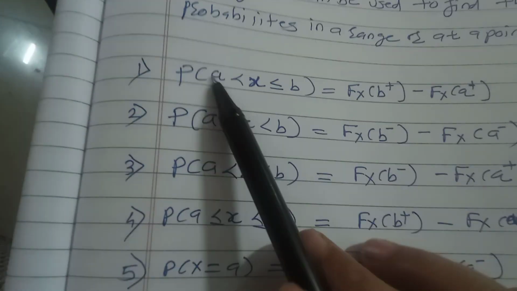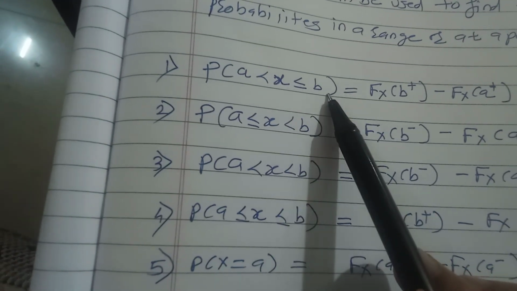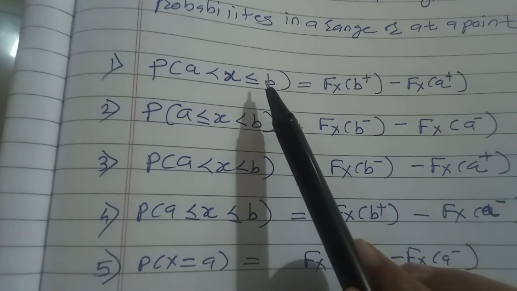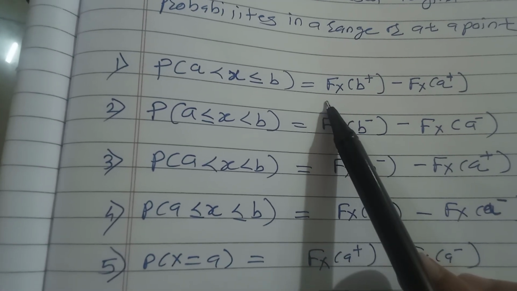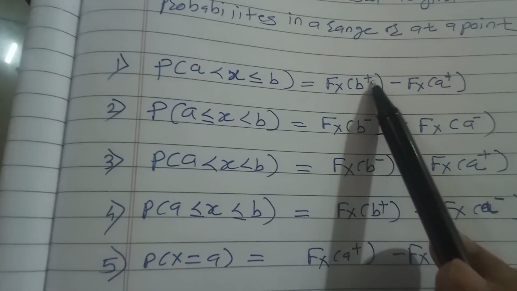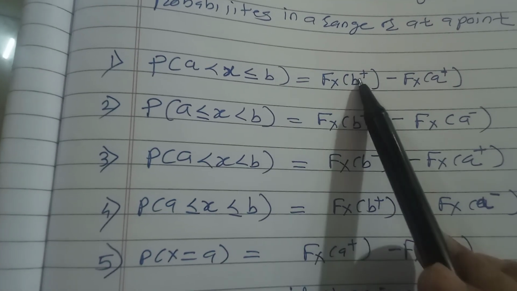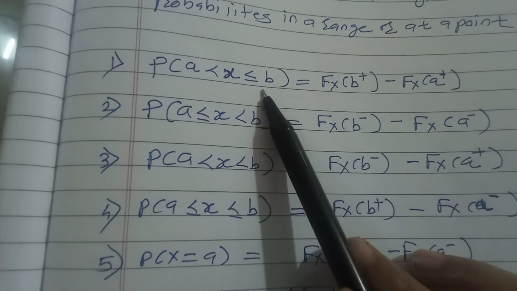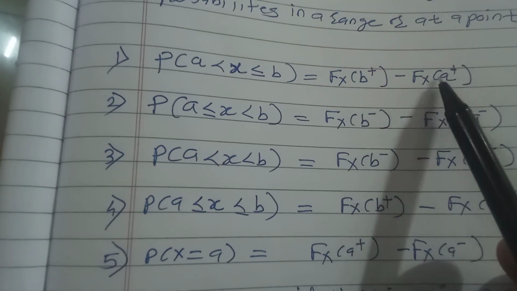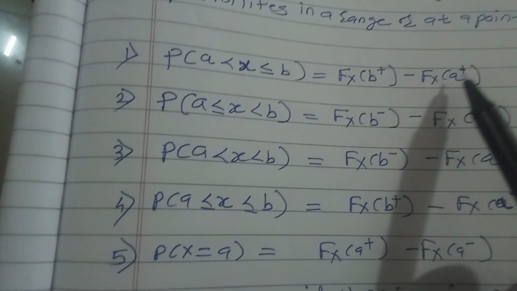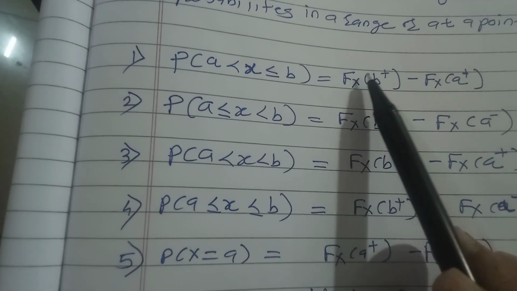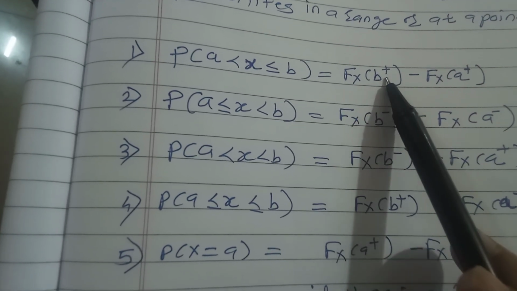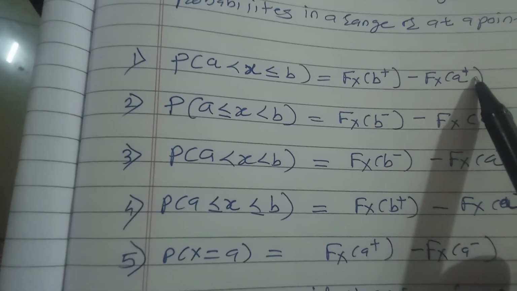probability A less than X less than or equal to B. So for that the formula is Fx, that is CDF at B plus, where B plus is just ahead of B, minus Fx at A plus, where A plus is just ahead of A. So these are the CDF values. This is the CDF value at B plus. This is the CDF value at A plus.